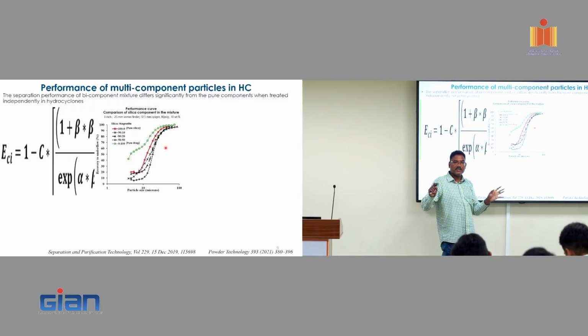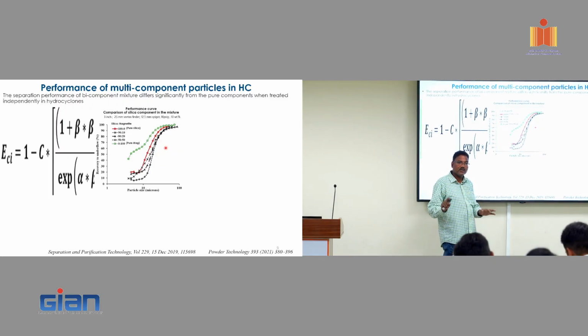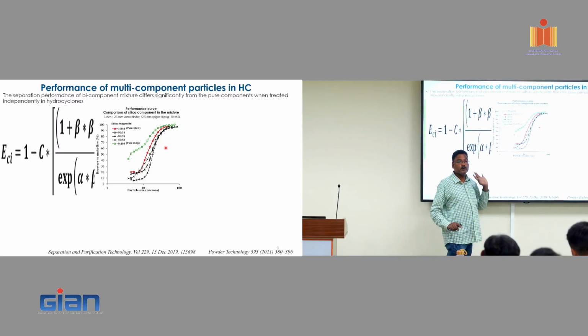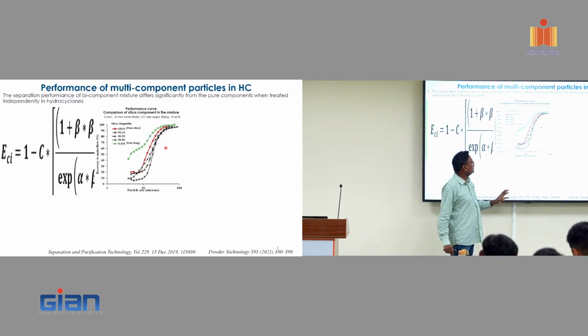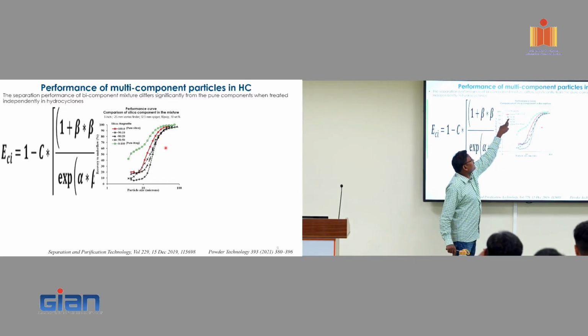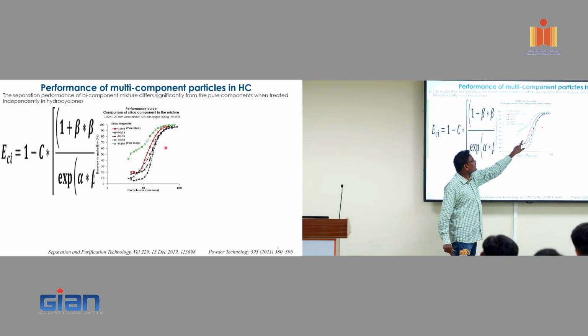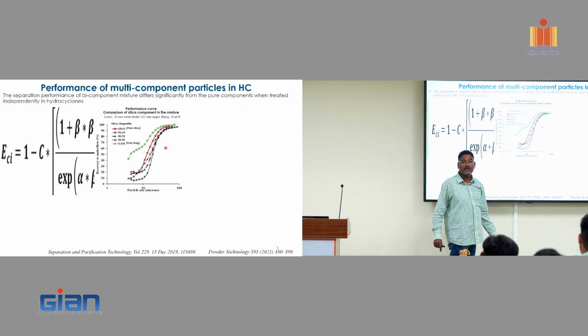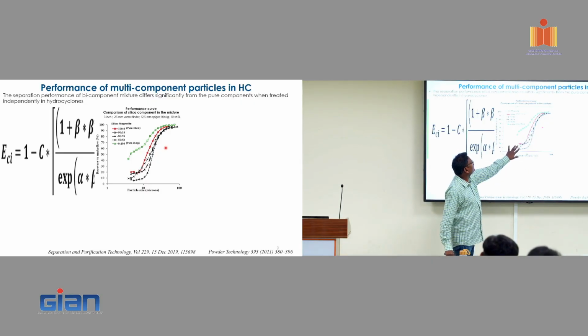If you look at the last 60, 70 years of research on hydrocyclones, it is well understood with respect to pure components or average density. But if you vary the components, say I slowly increase the magnetite, now what happens? You see the curve significantly shifts differently. And this is where the comparison of the silica component in the mixture comes in.